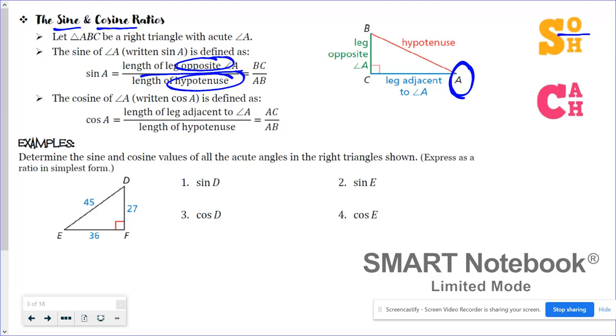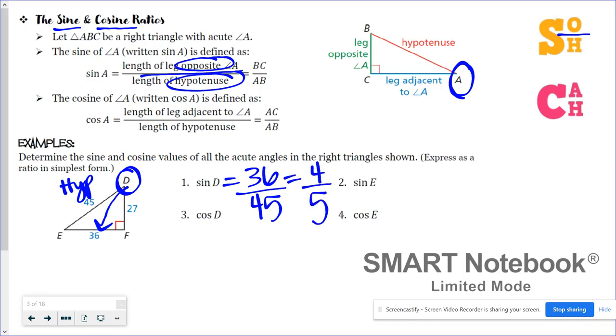So let's try finding sine of angle D in that triangle below. Sine is the opposite over the hypotenuse. So opposite angle D is the side measuring 36 units. And the hypotenuse, well, that's the 45 side. And that's not going to change because the hypotenuse is always going to be opposite the right angle. So when I reduce this, I get 4/5.